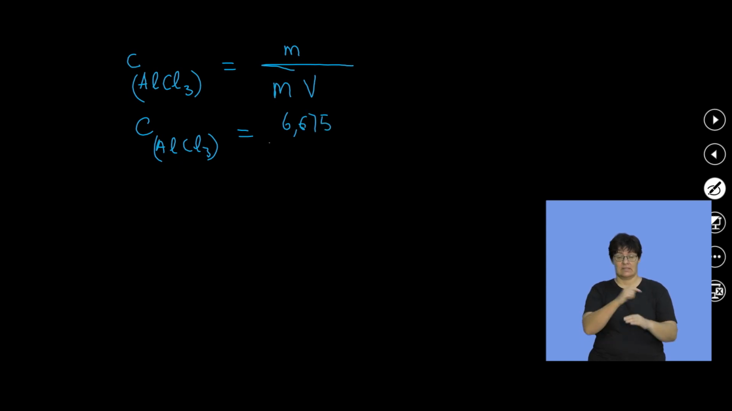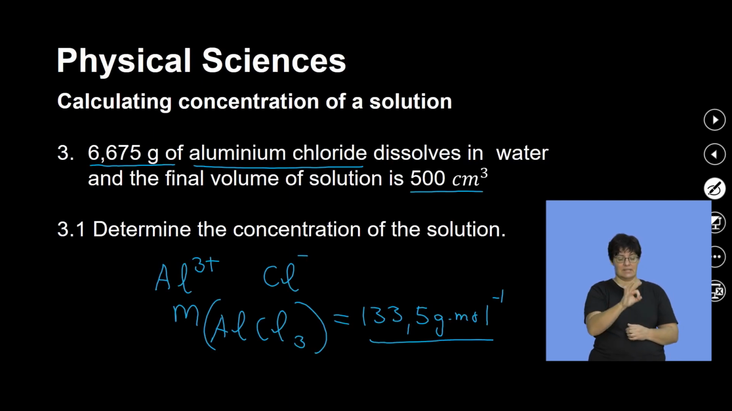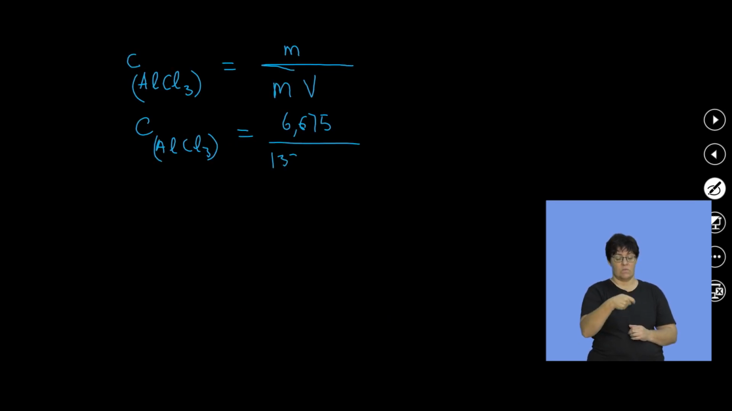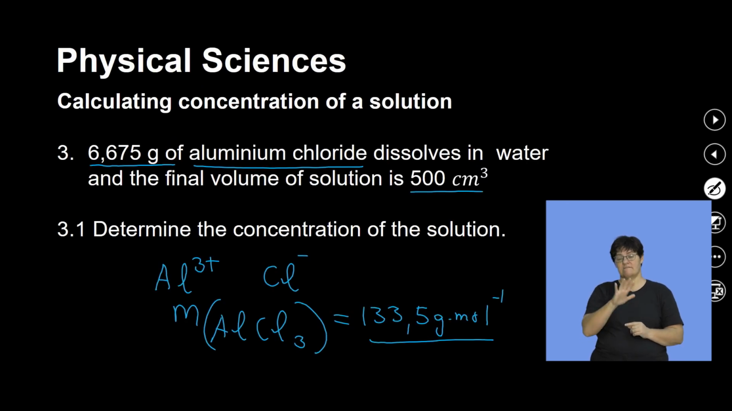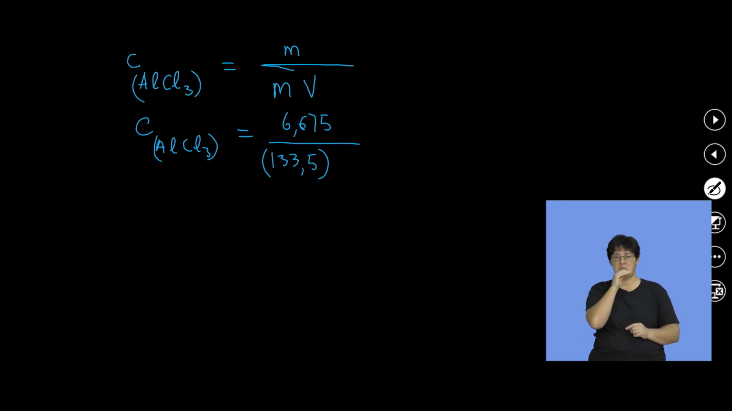6.675 grams divided by the molar mass. We've understood that the molar mass is 133.5 grams per mole. This comes from the correct molecular formula. Multiplied by the volume, and the volume we were told is half a liter, which is 500 cubic centimeters. 500 cubic centimeters is the same as 0.5 cubic decimeters. So whatever concentration we get from this calculation will actually be in moles per cubic decimeter.